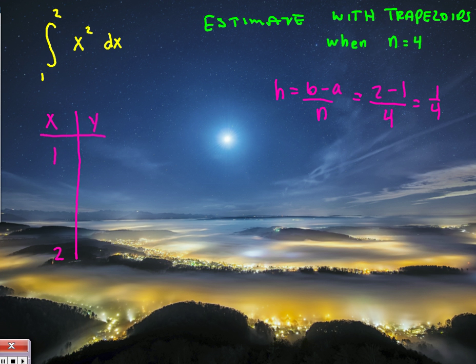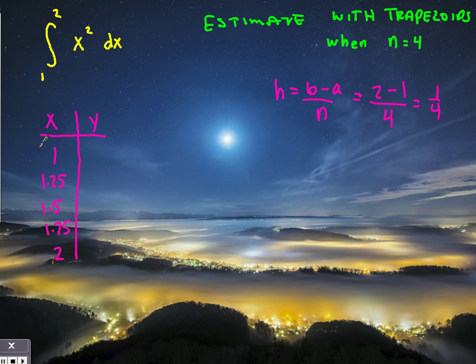My t-table is going to start at 1 and stop at 2 because those are my limits of integration. And I found the equal spacing from 1 to 2 with the h value of 1/4. So I'm going to add 1/4 to 1 until I get to 2. So 1 plus 1/4 is 1.25. Add another 1/4, 1.5. Add another 1/4, 1.75. And add another 1/4, and I land at 2.